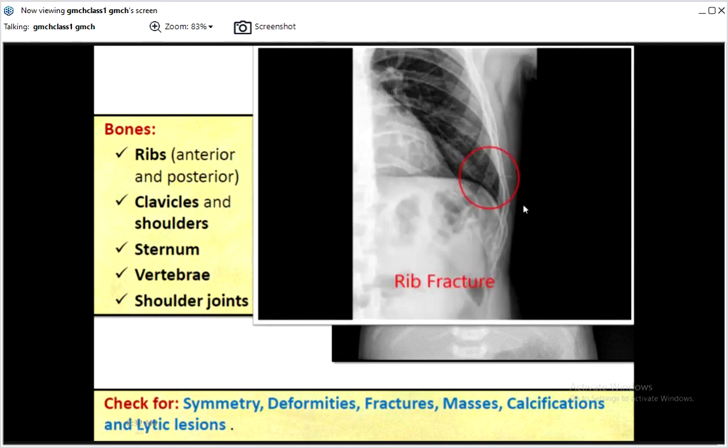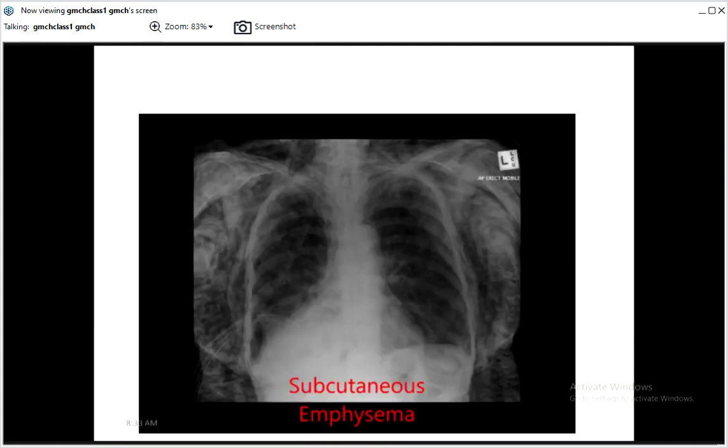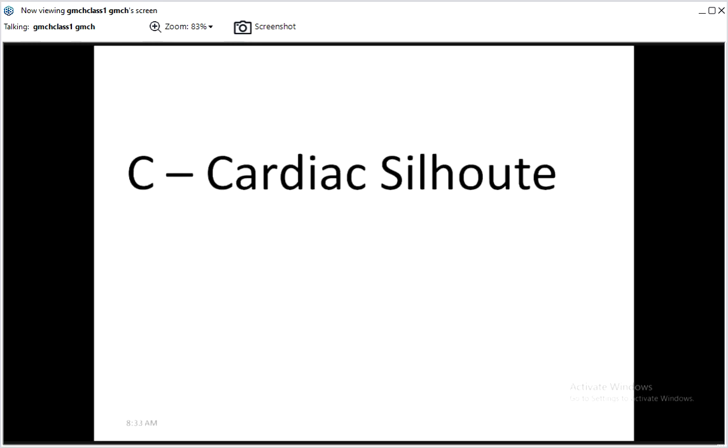So here you can see, this is a fractured rib. You will be able to make it out only if you look carefully. And this is the same patient with the fractured rib. So what happened? There is air everywhere in the lungs, in the subcutaneous tissues. So this is subcutaneous emphysema. That is one of the causes: fracture of the ribs leading to pneumothorax, and then further leading to subcutaneous emphysema. That is a common scenario.